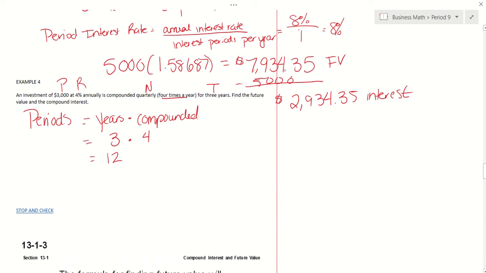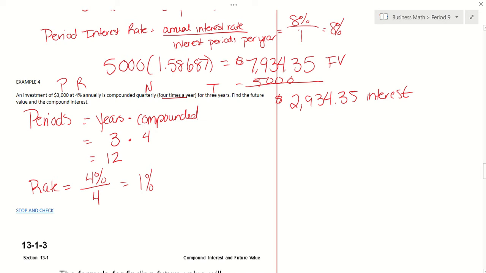Once you have your periods, then you go to your rate. Your rate is your percent, which in this case is 4%, divided by your periods. How many times is it compounded again? 4 times a year. So what is the rate on this one? 1%. So now we go back to the table.